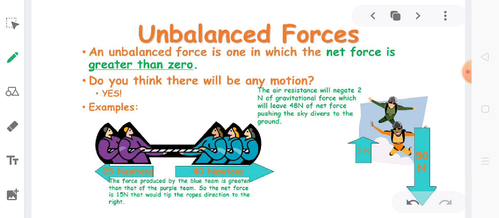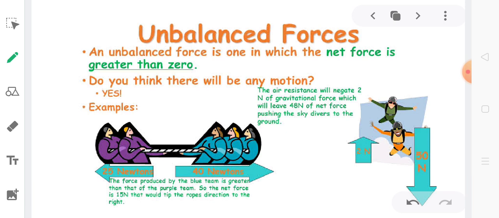Now if you remember, in class 8 you were taught that the standard unit of force is named after the great scientist Sir Isaac Newton. So the unit for force is Newton. This is something, the unit of force, that will be discussed in the later part of the lesson. So for the time being you can just consider the example. On one side the force applied is 25 Newton and on the other side the force applied is 40 Newton. So the force produced by the blue team is greater than that of the purple team.